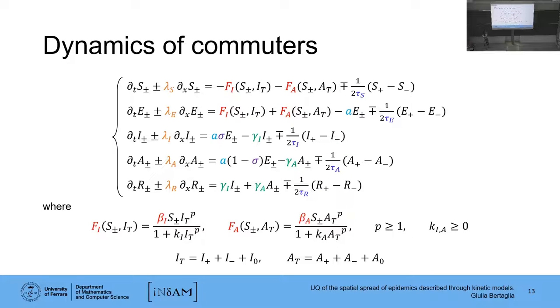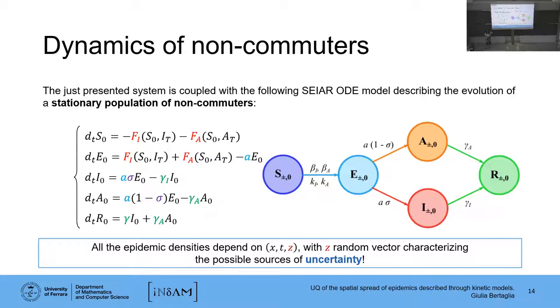And so we can write the dynamics of commuters exactly in the same way that we have seen for the SIR compartmentalization. Of course, there are more equations because we consider more compartments, but believe me, it's exactly the same thing that we have done. And then again, as we have seen previously, we need to couple and close this system of equations with the system of equations related to the non-commuting people. But since this is just a stationary population, the evolution of this part of the population will just follow an ODE model with the same compartmentalization that we have considered for the dynamics of commuters.